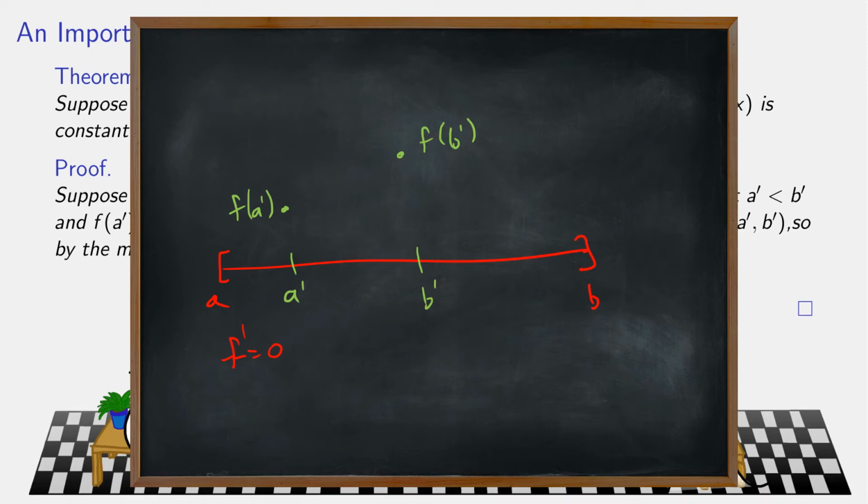So since the function was continuous from a to b, it's also continuous from a prime to b prime, and since the derivative was 0 all the way from a to b, the derivative is also 0 from a prime to b prime. Now I apply the mean value theorem and find there must be a point somewhere in between where the derivative is equal to this average slope, which isn't 0, which contradicts our assumption that the derivative was 0.